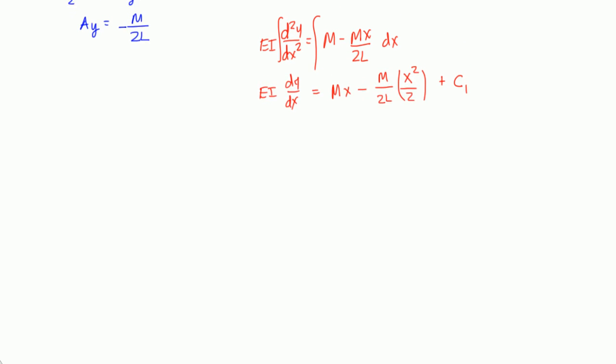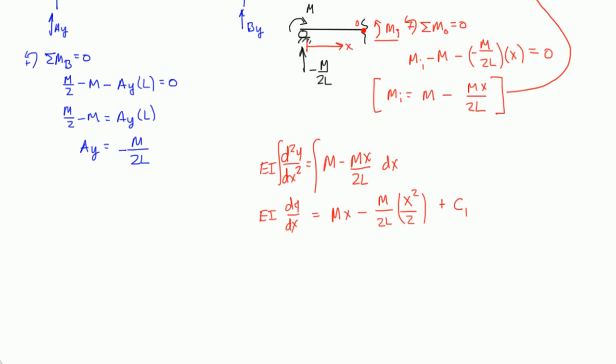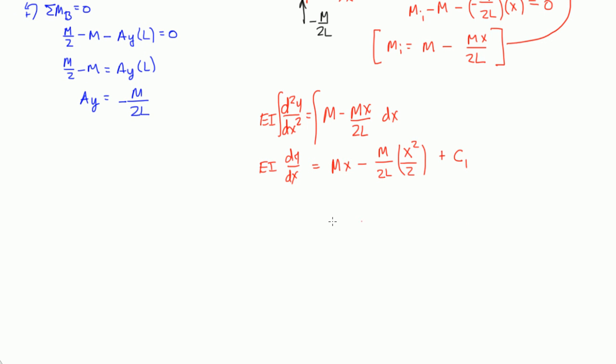Let's simplify down a bit. EI dy dx is equal to Mx minus Mx squared over, 2 times 2, that's 4L, plus C1. I'm going to call this equation 1. And if we integrate this equation one more time, we'll have an equation for our deflection. So let's integrate this really quick.